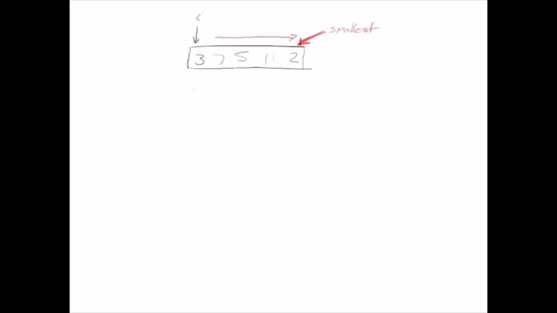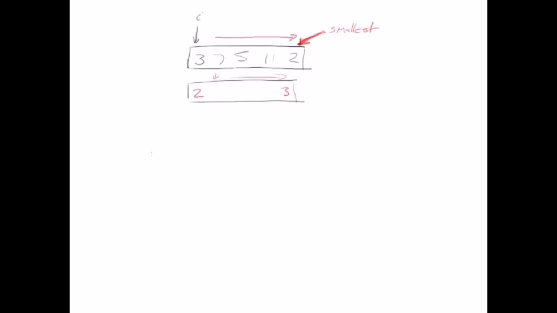Now, if it found a number that's smaller than this one at i, it swaps them. So the next time through the loop, it swaps these numbers. So we end up with 2 and 3. And then i moves to here, and we continue sorting.